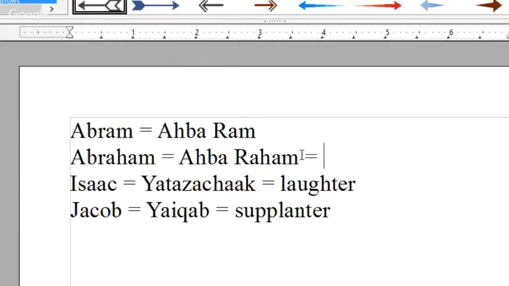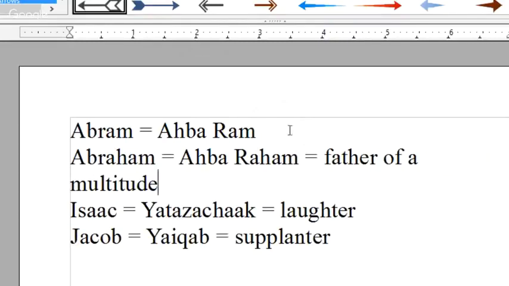Abraham, father exalted. And Abram, father of a multitude. Then Jacob's name, when he wrestled with the angel, was changed to Israel.